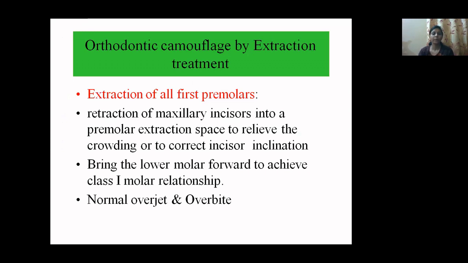Coming to the camouflage by extraction treatment. We can have different options for the extraction, but the most commonly extracted teeth are the first premolars, so that retraction of maxillary incisors into the premolar extraction space can be done to relieve the crowding and to correct the incisor inclination, and also to bring the lower molar forward to achieve a class 1 molar relationship and a normal overjet and overbite.